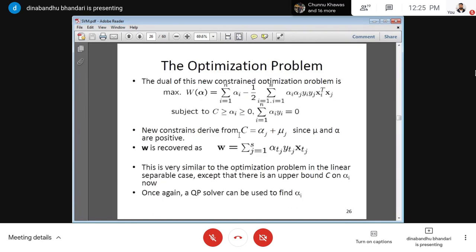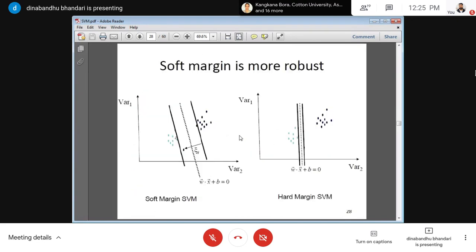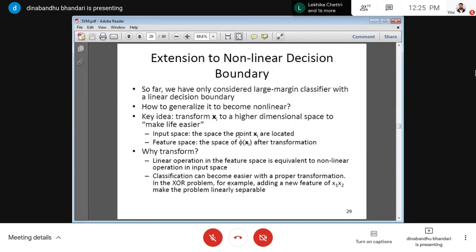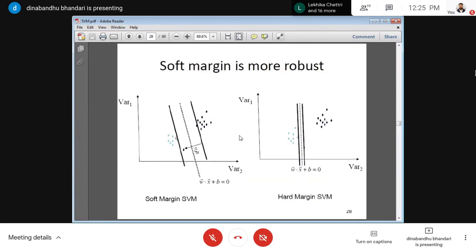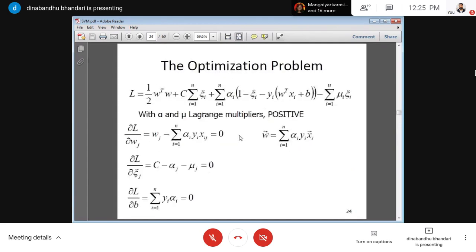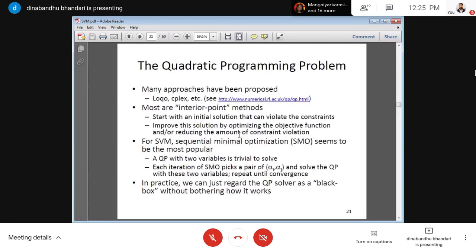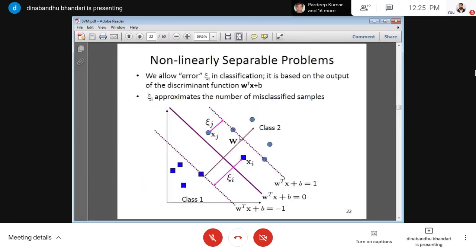Just today, I'll try to explain the kernel trick, or I'll do the other way around. Maybe I'll explain the soft margin today, and tomorrow I'll explain the other. Let's see how far we can go. Okay, I think better to go through this one.